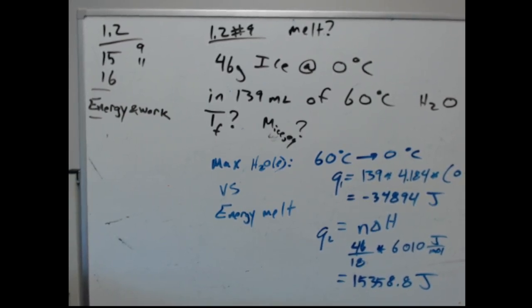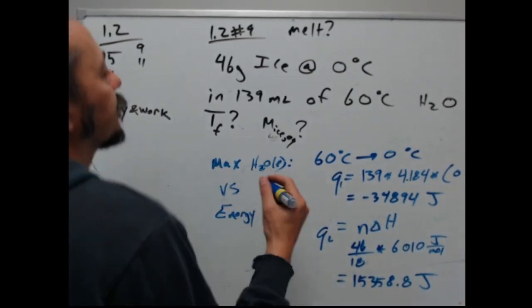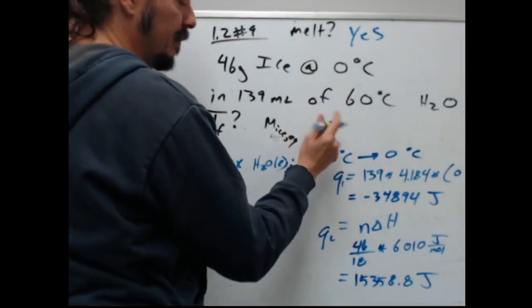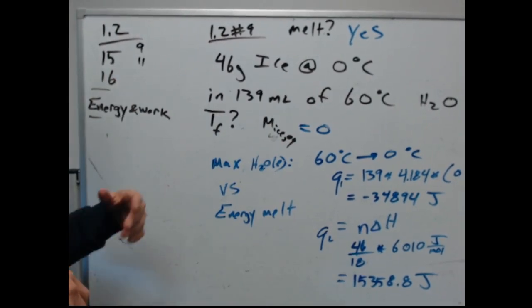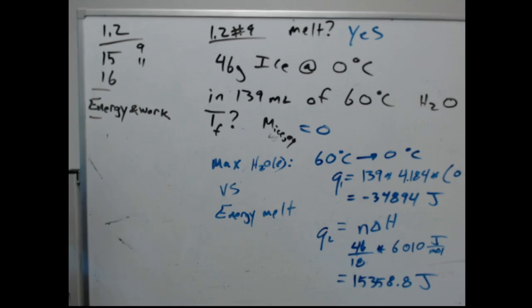So does all the ice melt? Yes. What mass of ice is left at equilibrium? 0. Right? There's no ice left. The problem is, what's our final temperature?